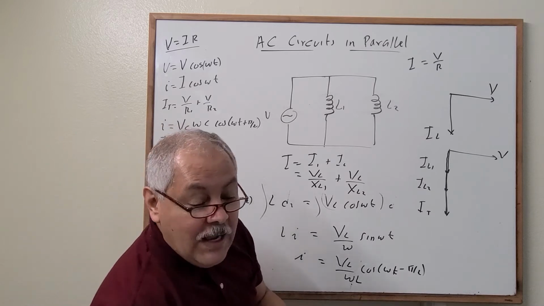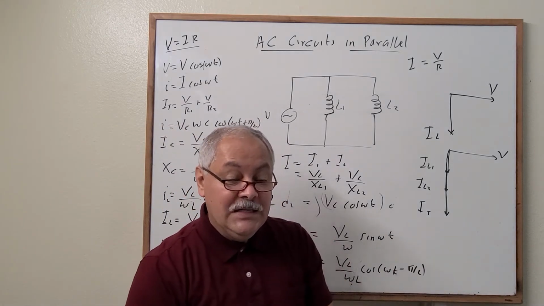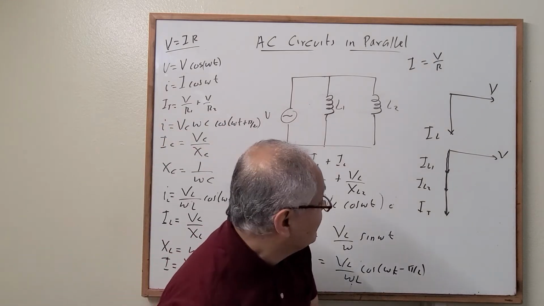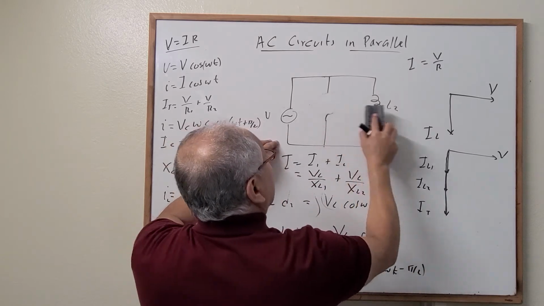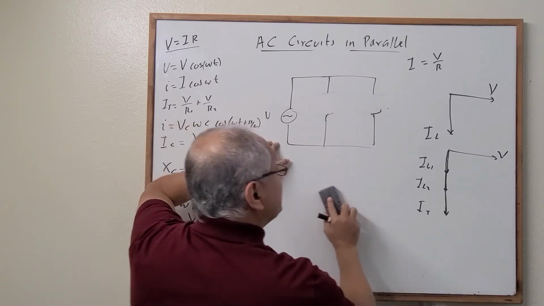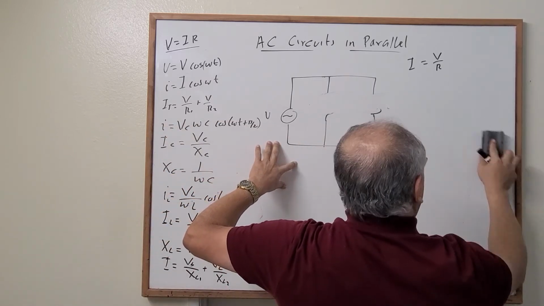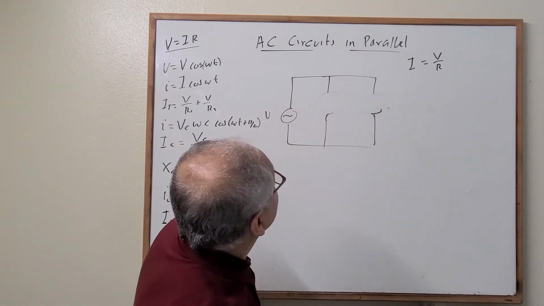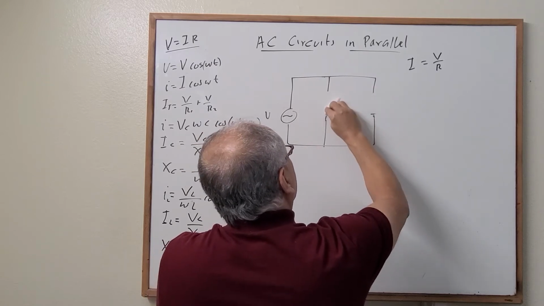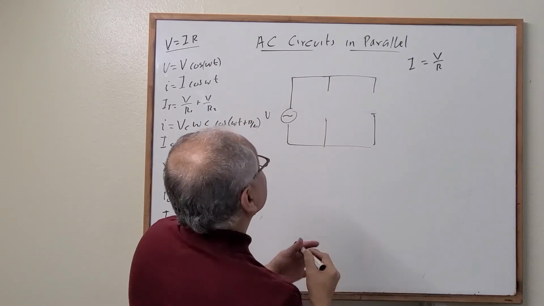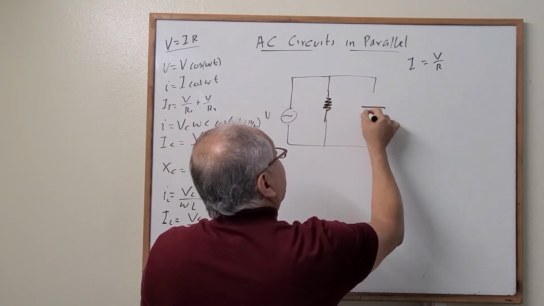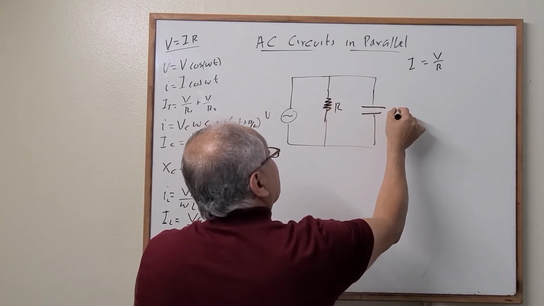Great. Now let's combine these elements. Let's do it. Now imagine that we have right here a resistor and a capacitor. Imagine this is a resistor right here, and we have a capacitor. This is the resistor and this is the capacitor. Perfect, the resistor and the capacitor.